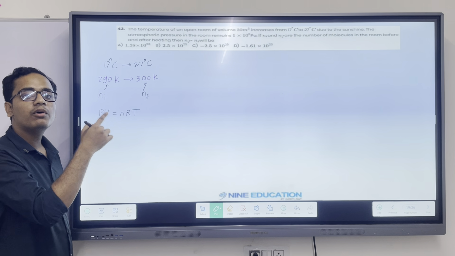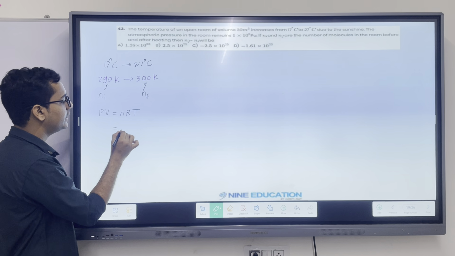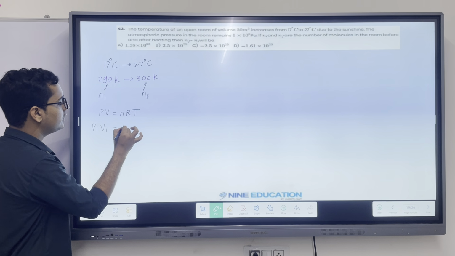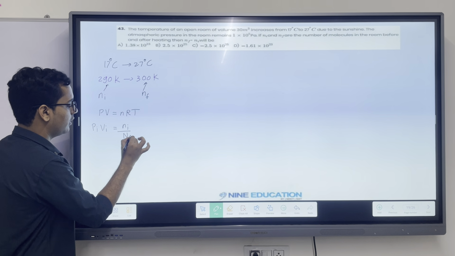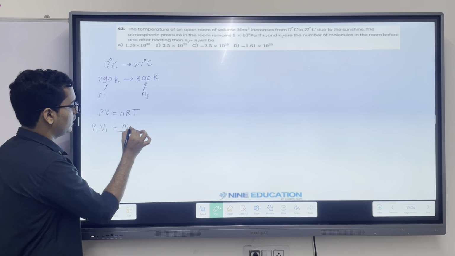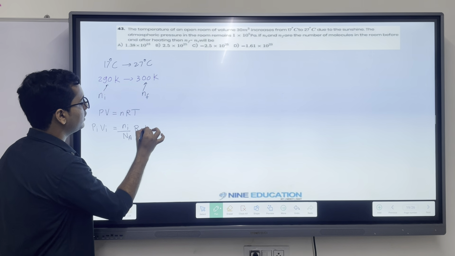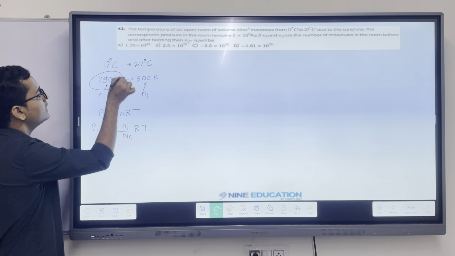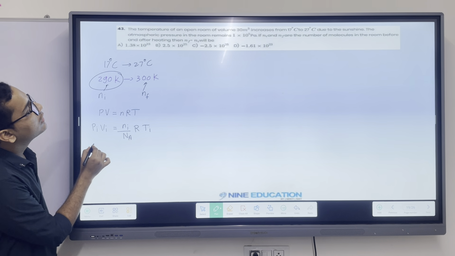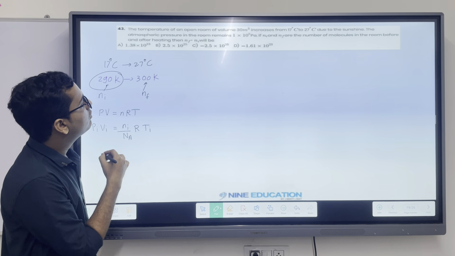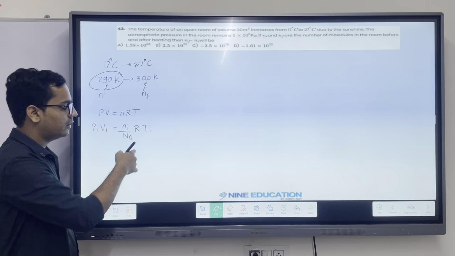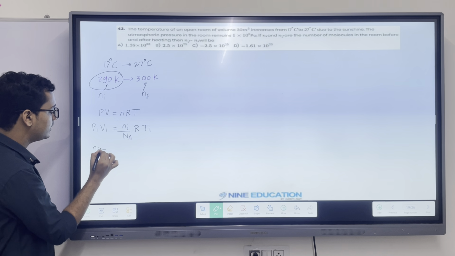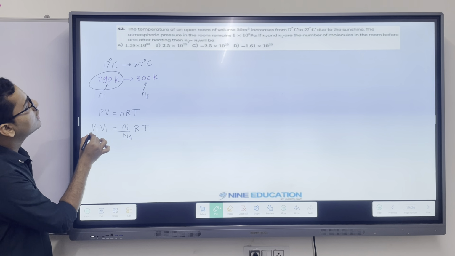This N is the number of moles. So let's say Pi is equal to Ni by Na into R into Ti. This is the initial condition. What is the initial condition? Initial condition is when temperature is 290 Kelvin. So they are saying the pressure is constant, volume is also constant, number of moles are changing and temperature is changing. So what is the value of Pi?